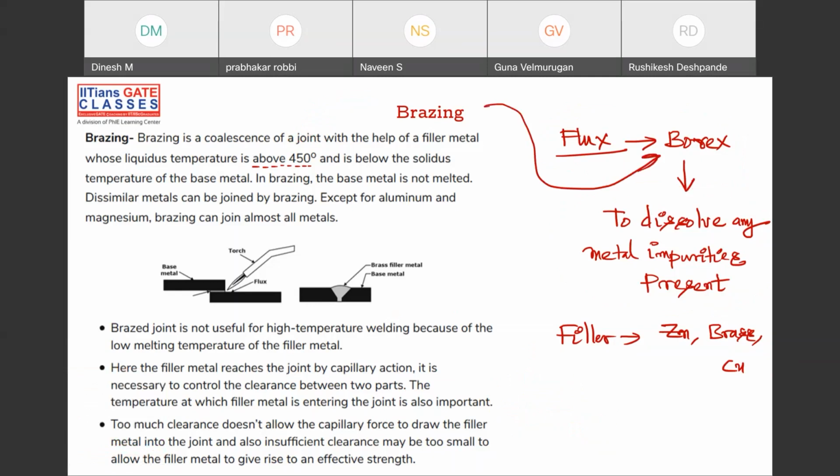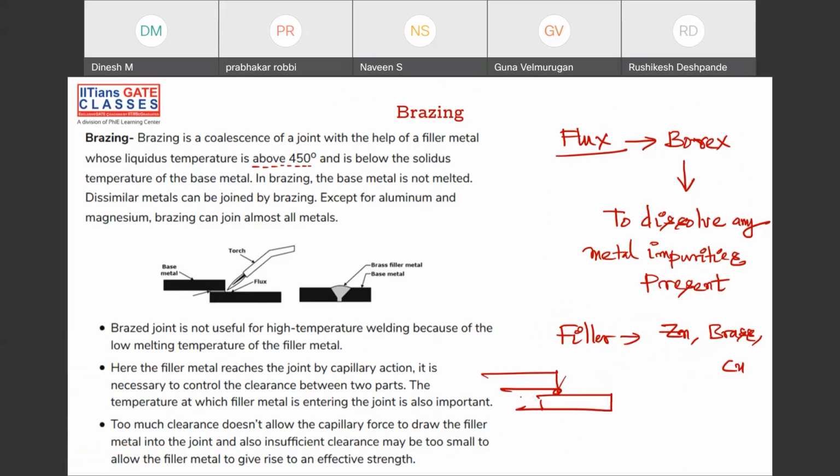What is the use of flux? Flux will dissolve the impurities which are there on the surfaces of base metals or workpieces that you want to join together. Now you take the filler material. The filler material here is zinc or brass or copper, a mix of these as well. Now you heat them and then you just bring it here and place it here.